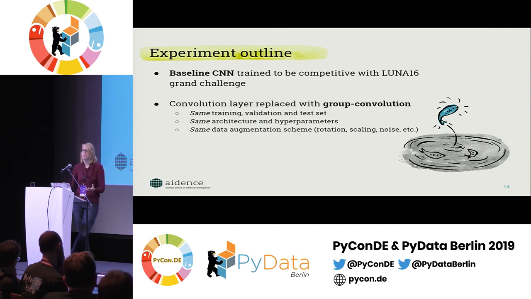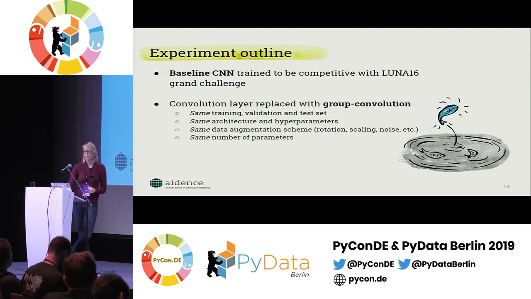Obviously, there are other types of transformations that these networks are not invariant or equivariant against. And we still use rotation for the 10-degree rotations that we talked about. We use exactly the same data augmentation scheme, and we use the same number of parameters.